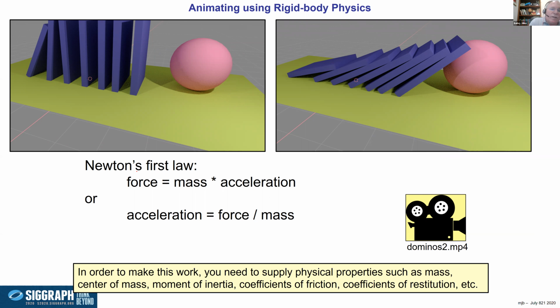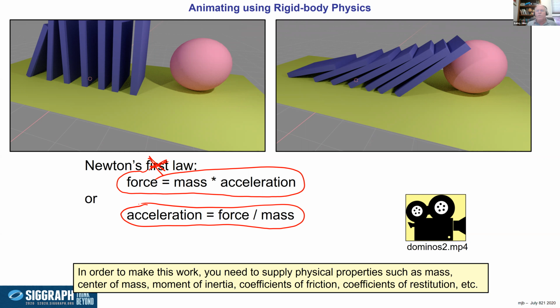Remember Newton's law? Actually, it's not his first law, it's his second law: force equals mass times acceleration. And what we really care about is acceleration equals force over mass. So if I know what forces are being applied, such as gravity, such as a spring, and I know the mass of the objects, well, then I can figure out what their accelerations are. And from that, I can get their velocities. And from that, I can get their positions.